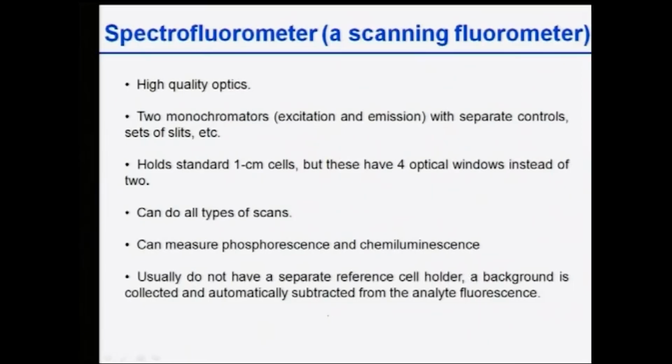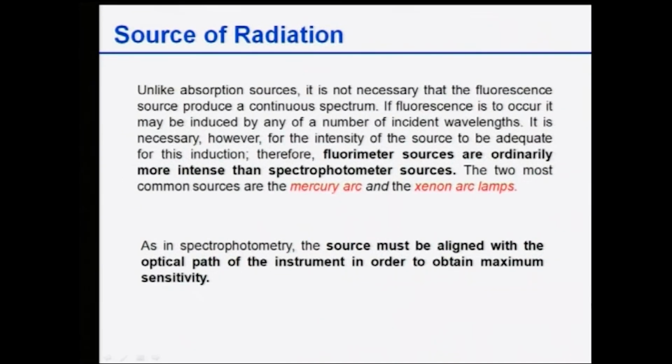Many of these labs have this. The spectrofluorometer, which is a scanning fluorometer actually, can scan the wavelengths, and it has very high quality optics. Two monochromators, as I said, are used, one for the excitation, one for emission. It can hold 1 centimeter cells or samples, and can have 4 optical windows. It can do all kinds of scans, like wavelength scans, and can measure fluorescence and chemiluminescence. Usually it does not have separate cell holders, and background can be collected and subtracted.